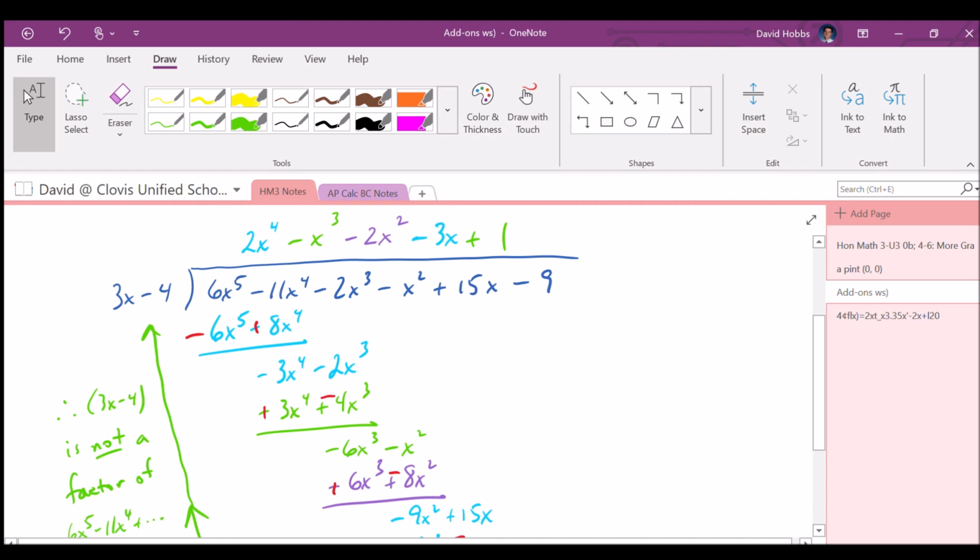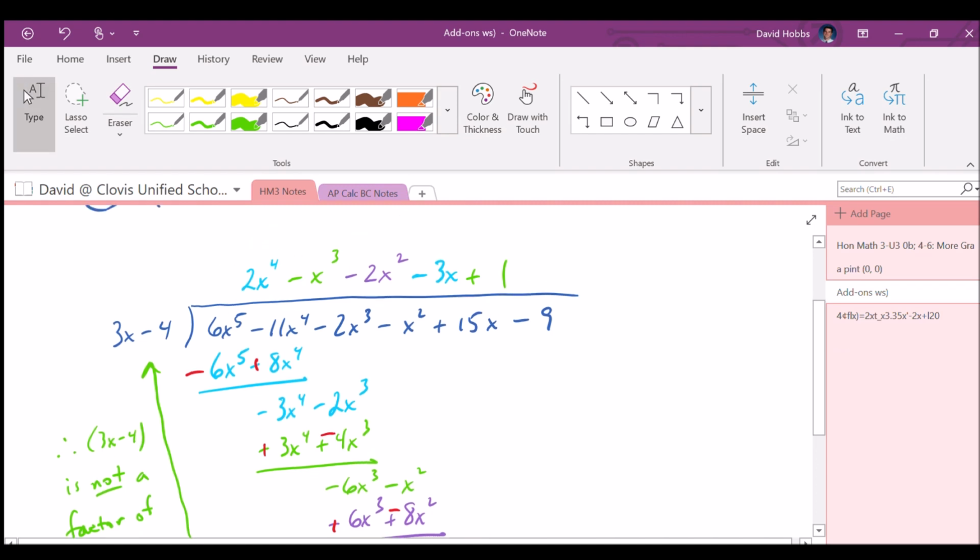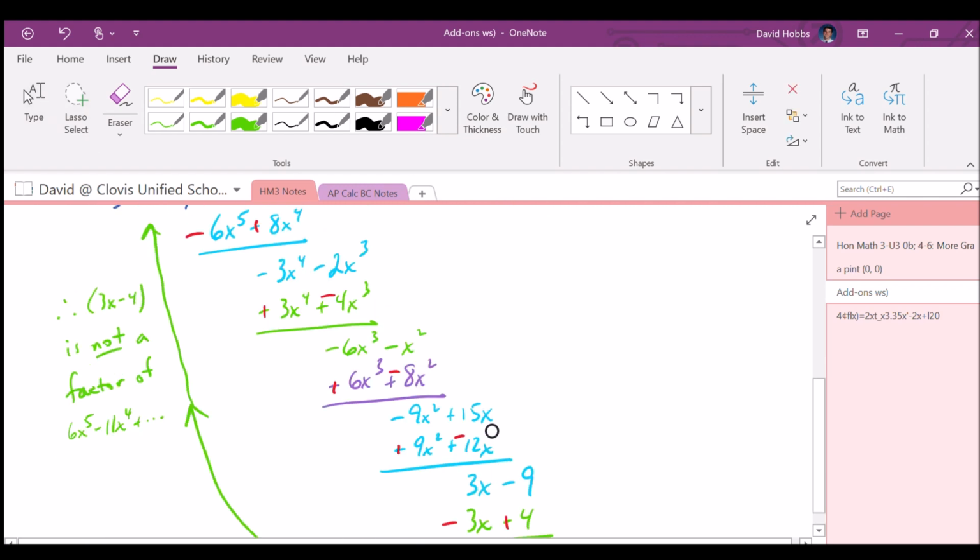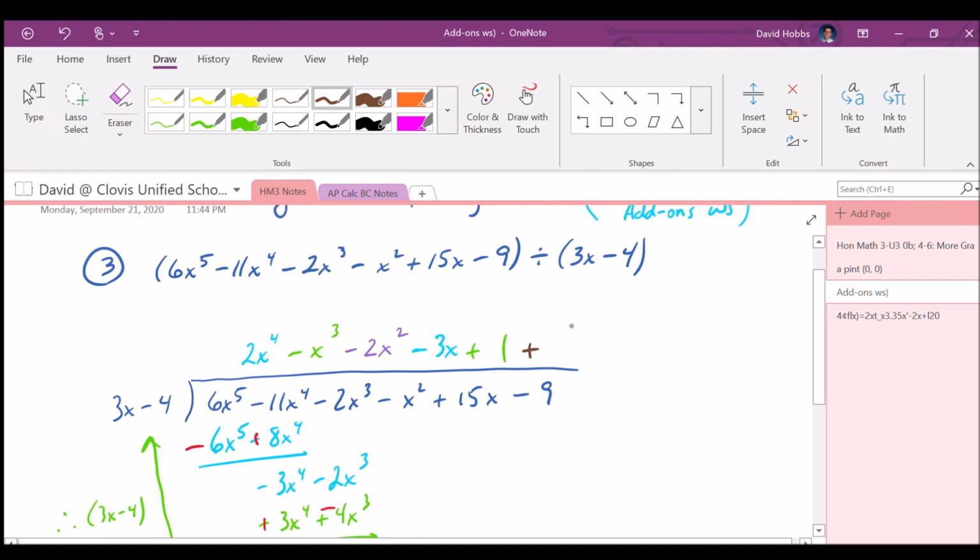Okay, so now what's the answer to the problem? Well, the answer to the problem is all this stuff here along the top, plus the remainder, which, by the way, what was the remainder? The remainder was negative 5, over whatever you were dividing by. What were we dividing by? 3x minus 4.